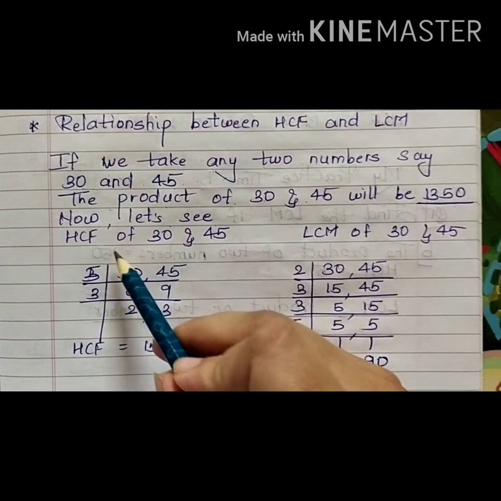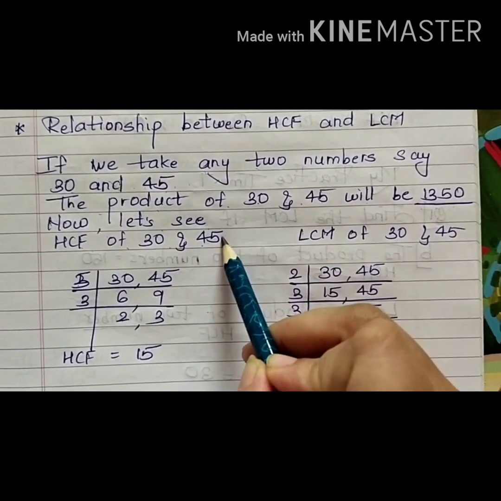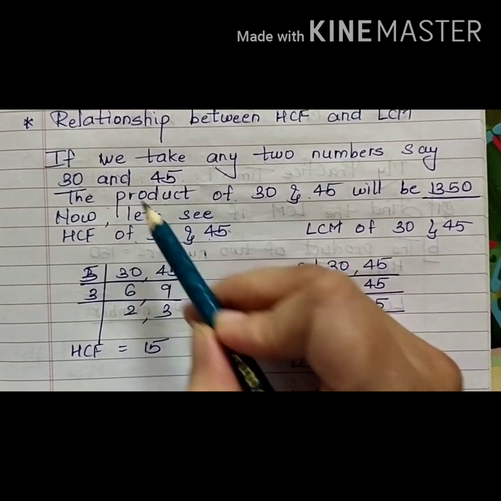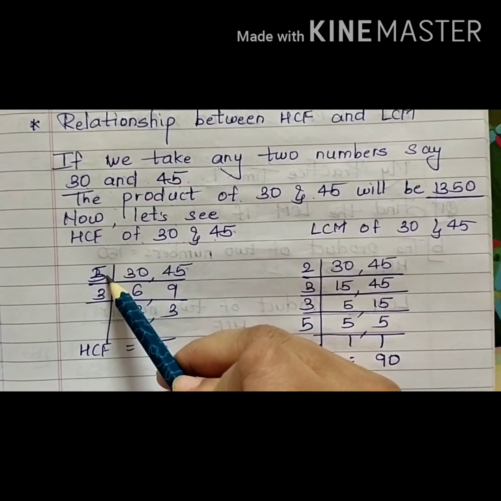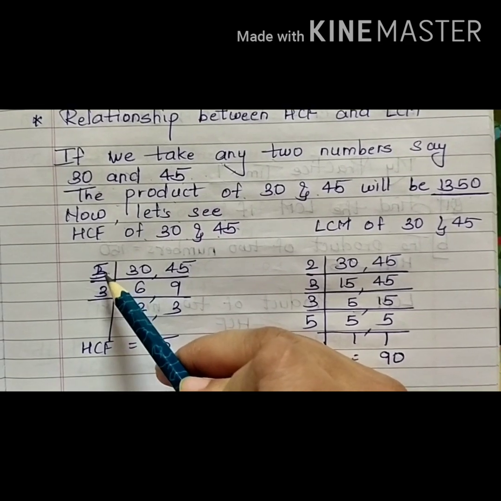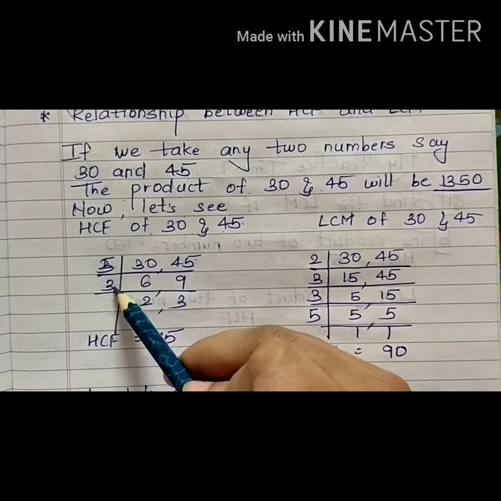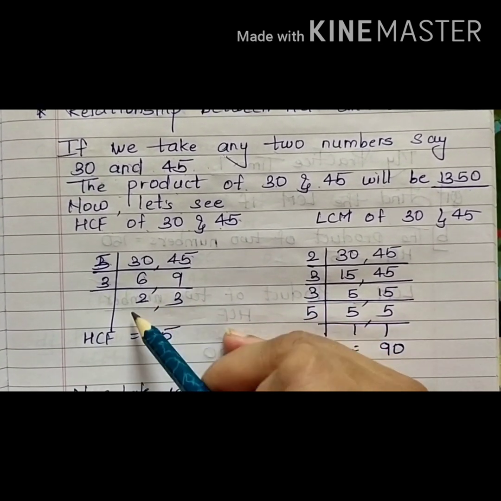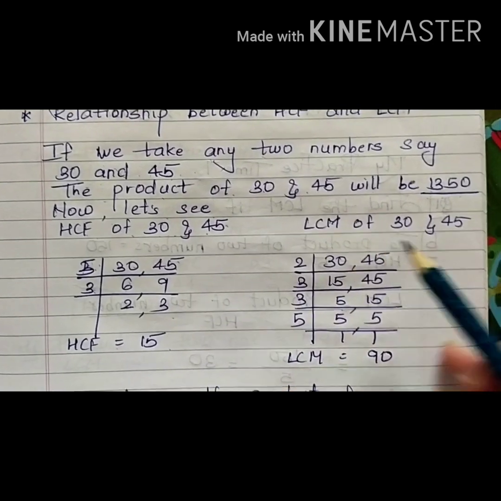Now we will be finding the HCF of 30 and 45. Let's find the HCF first. 30 and 45. The common factor that will divide both the numbers is 5. 5 sixes are 30, 5 nines are 45. Again the common one that I get is 3. 3 twos are 6, 3 threes are 9. That's over. So the HCF is 5 into 3, that is 15.